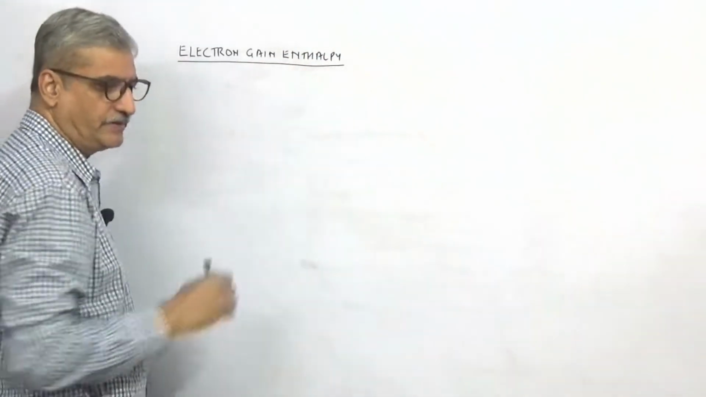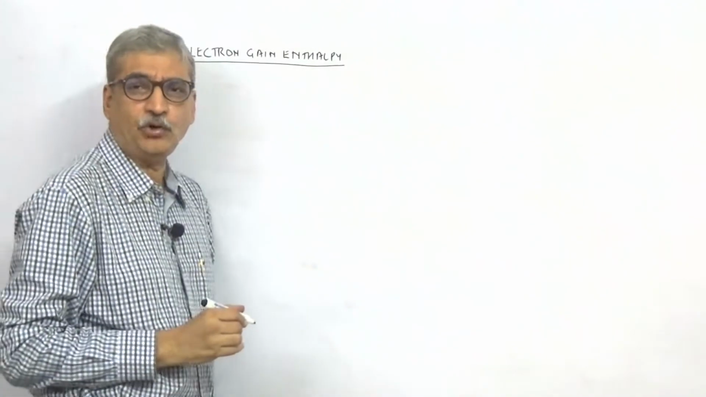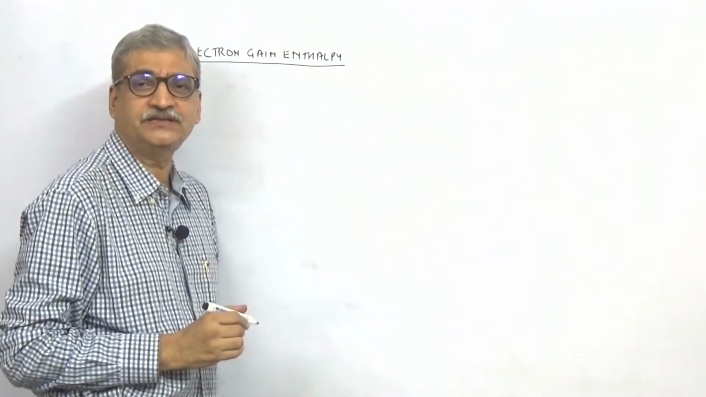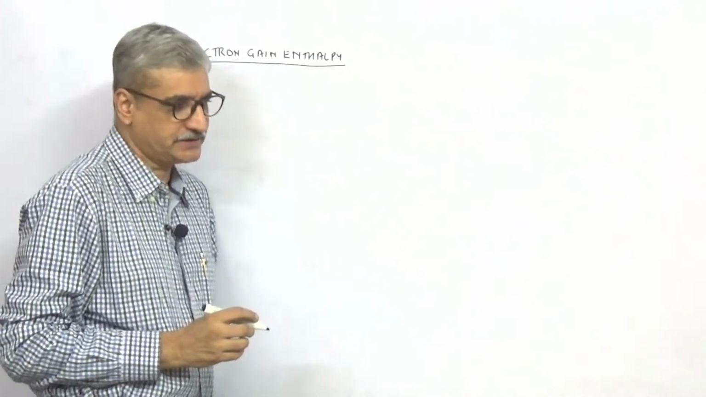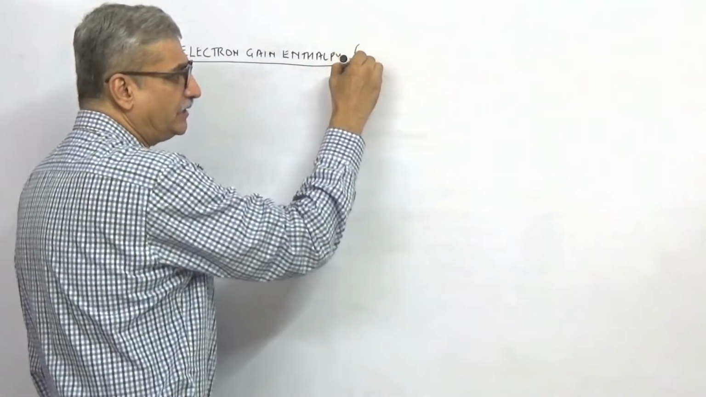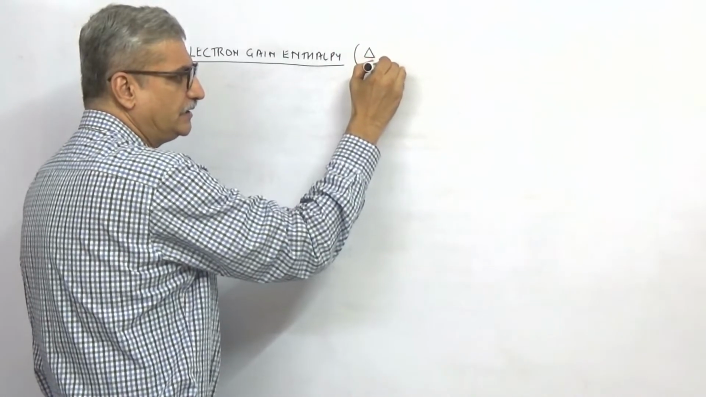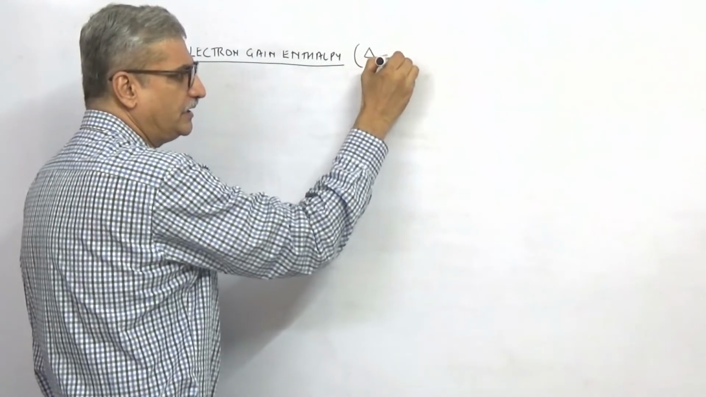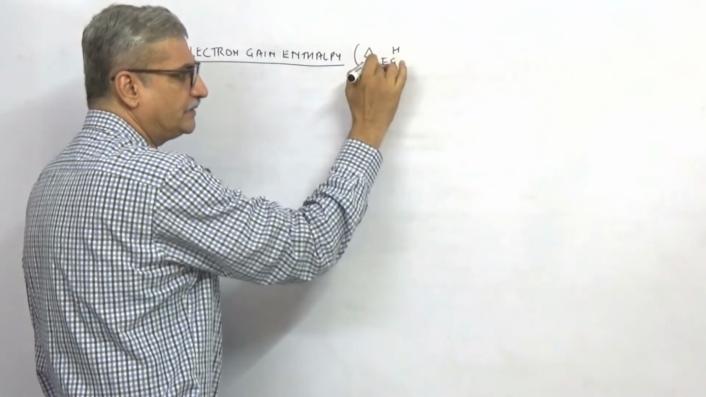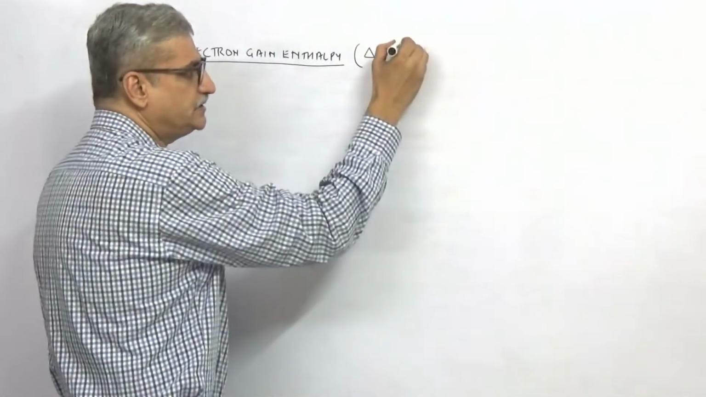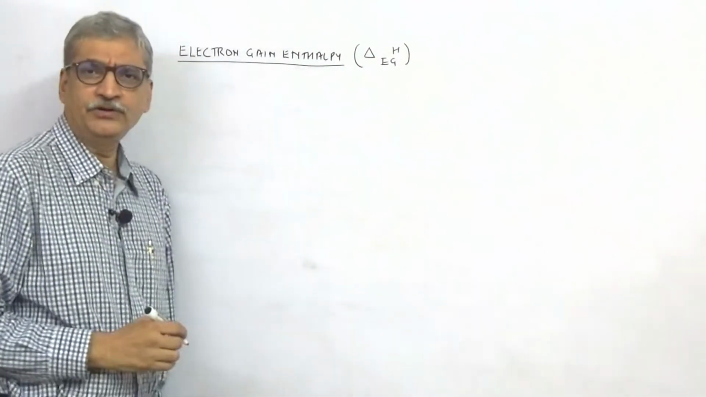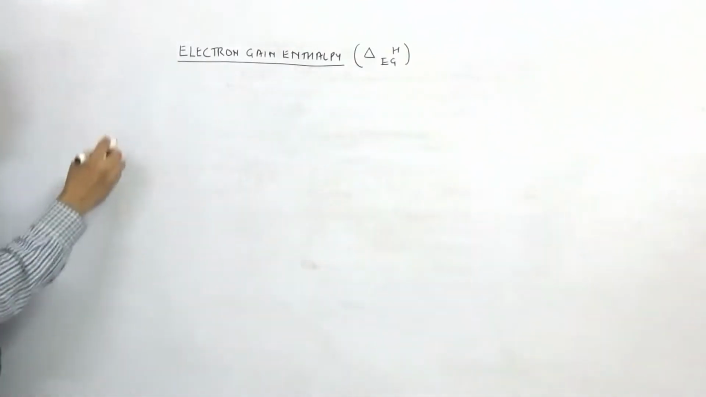So I told you, if you remember, the word enthalpy always means it has got something to do with 1 mole. It is clear. How is electron gain enthalpy represented? This is delta electron gain enthalpy, delta EGH.